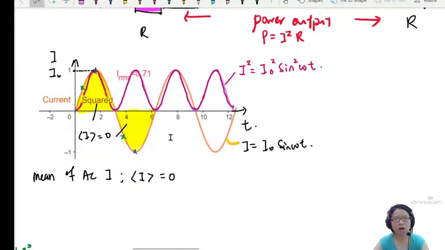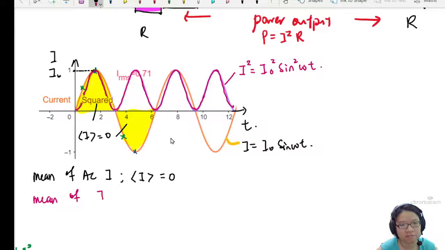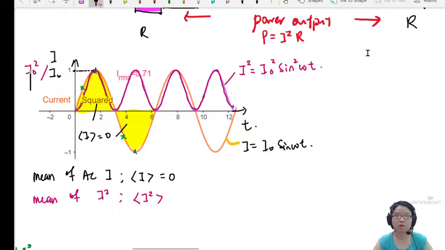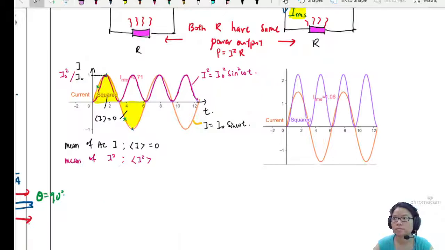So let's think about what is the average of this, the mean of I squared. Don't forget the peak value is still I naught. So if you want to find the mean of I squared, let's say this is a purple graph, this peak is also equal to I naught squared. If you don't like this graph, I will paste the second one down there for you. Okay, so this is another graph for you.